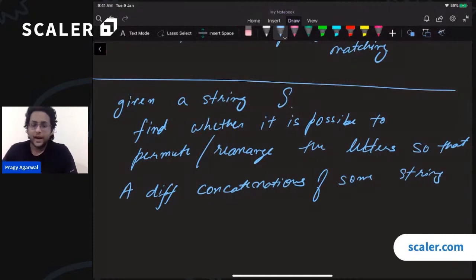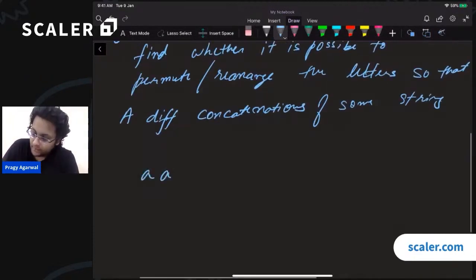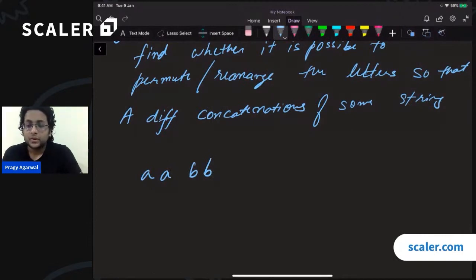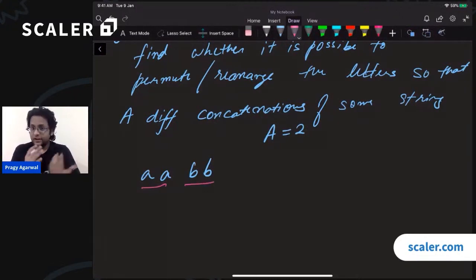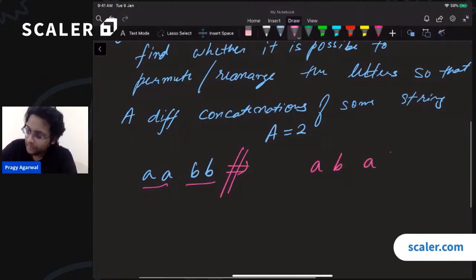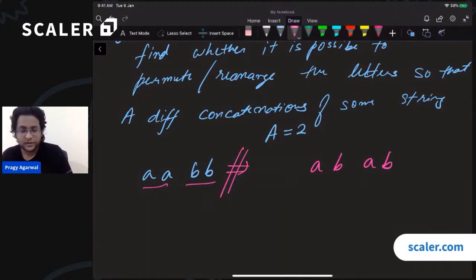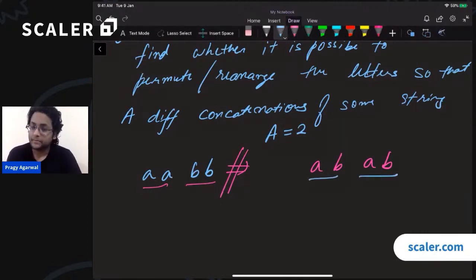So let us take an example perhaps. Suppose that I have the string AABB. Currently, if I look at this string, is it a concatenation? Let us suppose that A equals 2. Can I somehow break this string down into two parts such that both parts are equal after rearranging the string? Yes, I can. Currently these partitions are not equal, but I can rearrange it like this: ABAB. This string is just a permutation of the previous string, and now there are two occurrences of the exact same string.